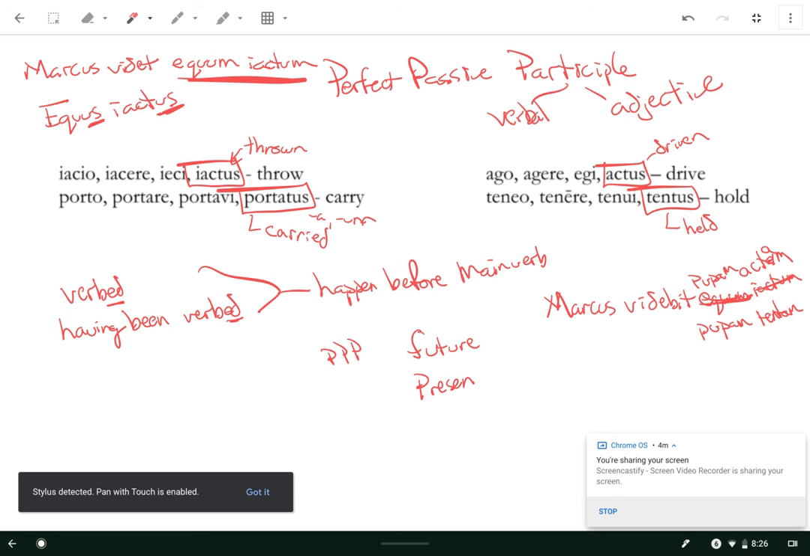I hope this helped explain these a little bit. Remember, perfect passive participle happens before the main verb.